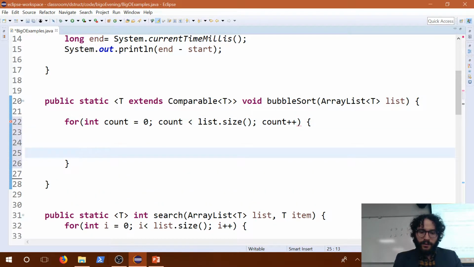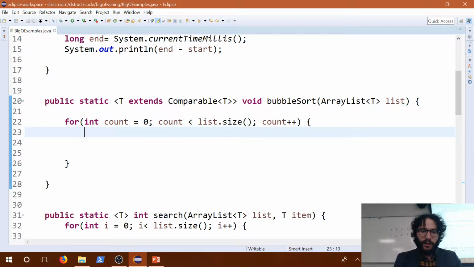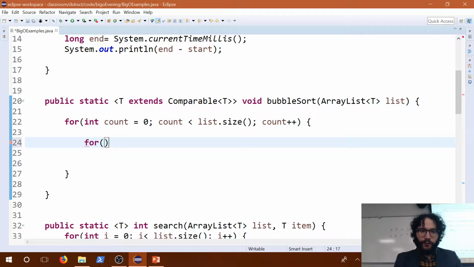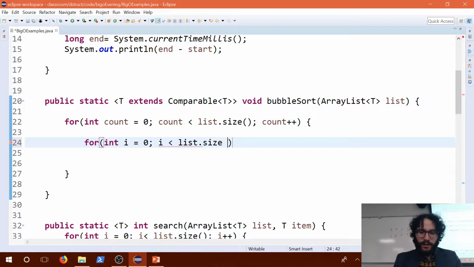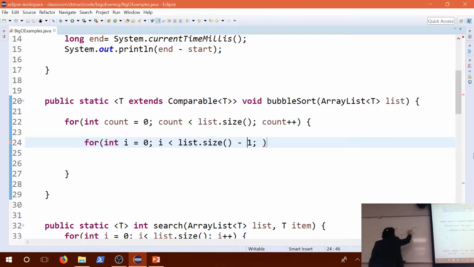Okay. What we have to do now is for each pair of items, so for int i is equal to 0, i is less than list.size minus 1. Why minus 1? Because we're looking at each pair of items, right? So 1 pair, 2 pair, 3 pair, 4 pair, 5 pairs with 6 items, right? And if I were trying to go over to the last item and look to the right, I'd get an out of bounds error. So don't want to do that, right?